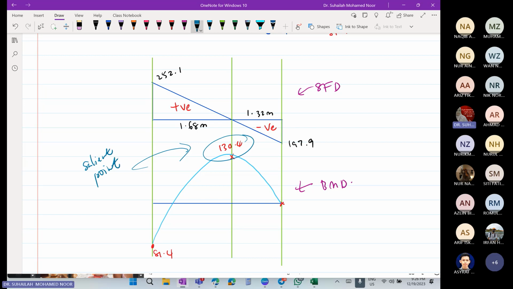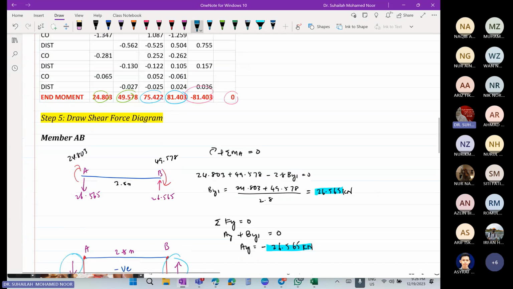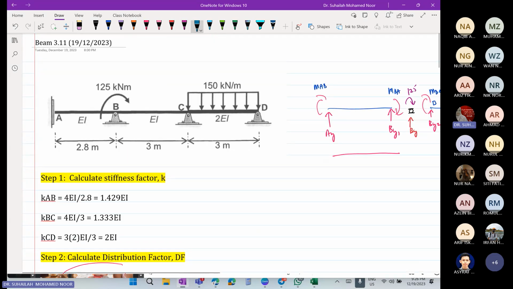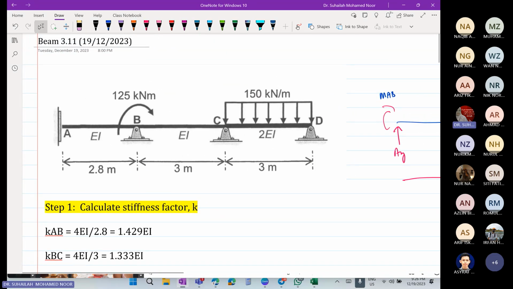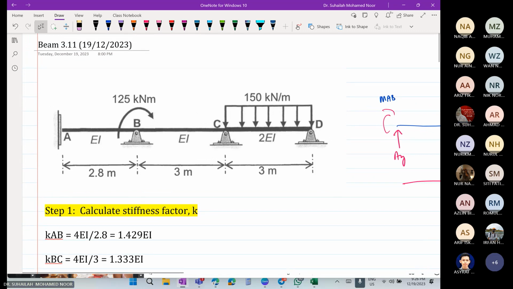Okay, that's all. Thank you very much. So this is how we analyze this beam, considering only external loading. Okay, in the next video, I will continue to include the support settlement. So how we include support settlement in MDM, in moment distribution method.